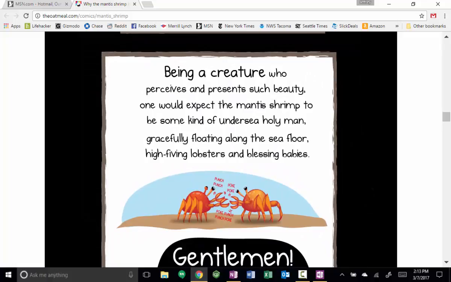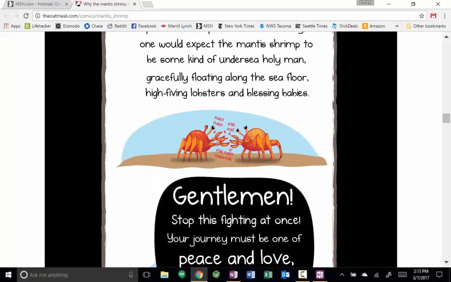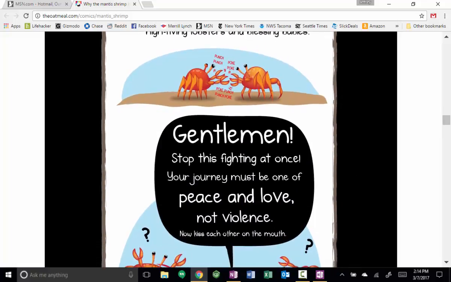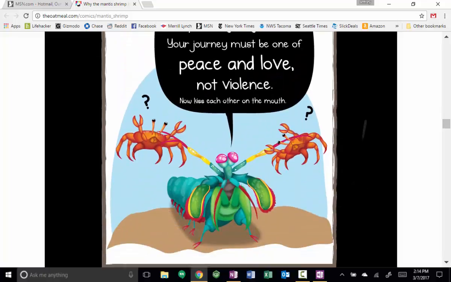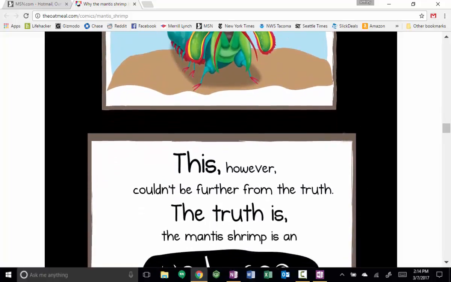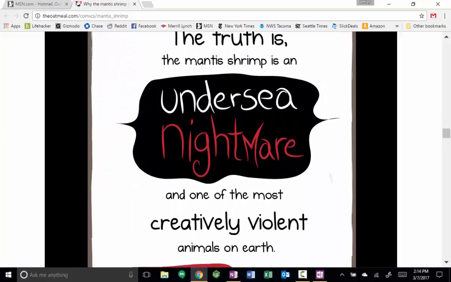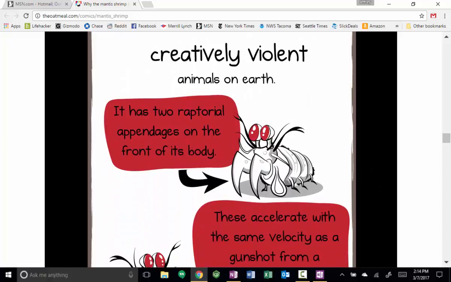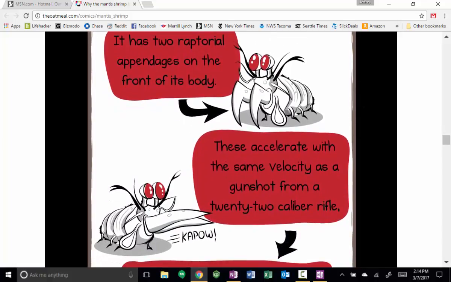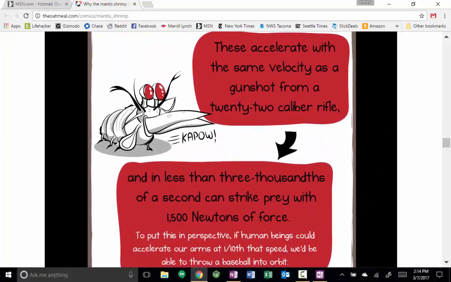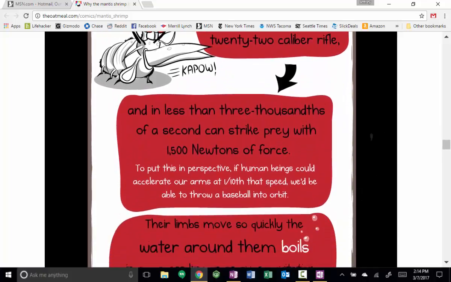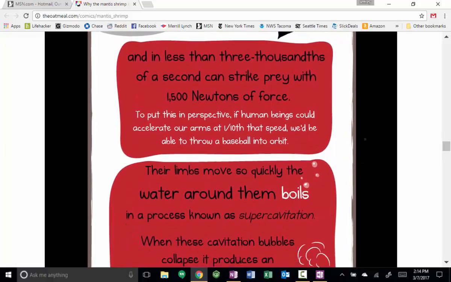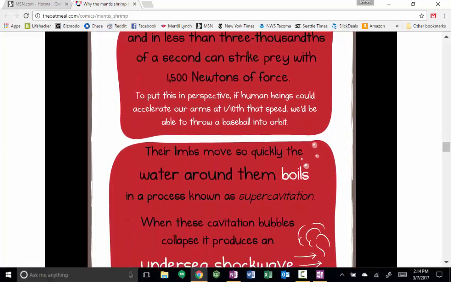So being a creature who perceives such beauty, you'd expect it to be some holy shrimp. However, they're really awful. They tend to fight with one another, and I'll just cycle through this. It's an undersea nightmare, one of the most creatively violent animals on Earth. It's got these 2 things on the front of its body that can shoot out really quick to knock out its enemy or an opponent. And it's stronger than a gunshot from a .22 caliber rifle. 1,500 newtons of force. So we could throw a baseball into orbit if we had that sort of power.